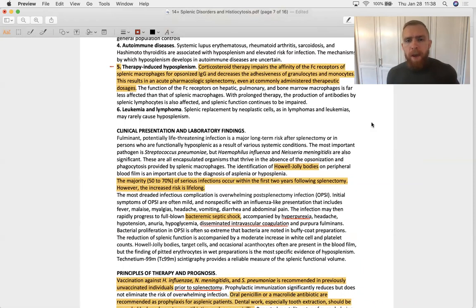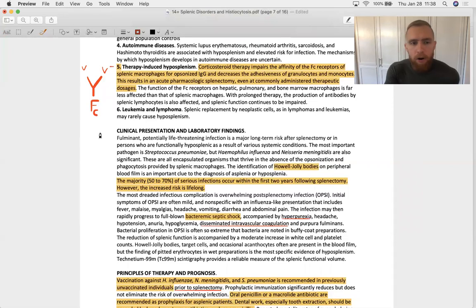Corticosteroid therapy impairs the affinity of the FC receptors of splenic macrophages for opsonized IgG. So we mentioned the FC part of IgG. Remember, every immunoglobulin G looks like a Y, and the FC part is going to be kind of like the base of the Y, and then the variable or recombined part of the antibody are going to be the two tips of the fork of the Y.